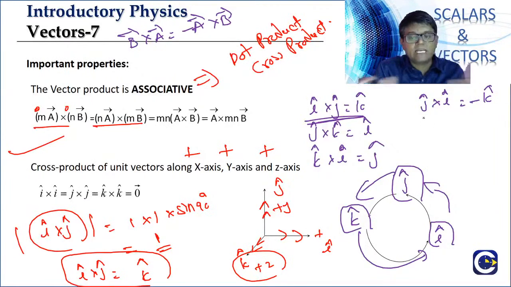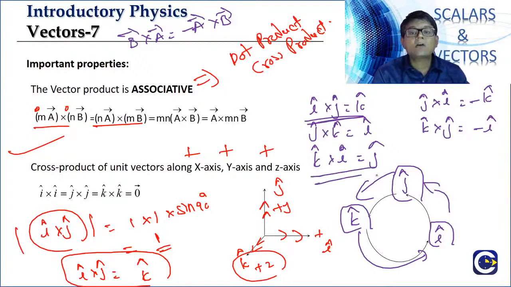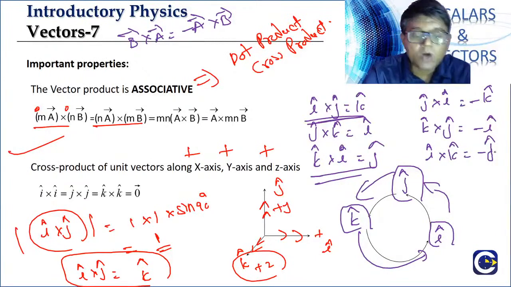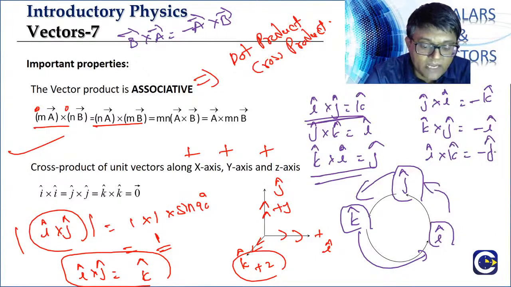If j cross k is I, see, you are not supposed to remember any of them. You will just derive them everything by the panel. Okay. If j cross k is equal to I, means what? K cross j will be minus I. K cross I is j, means I cross k will be what? Minus j. I cross k will be what, guys? Minus j.